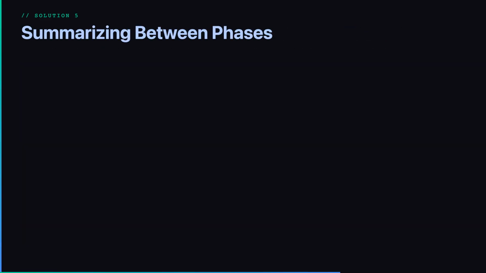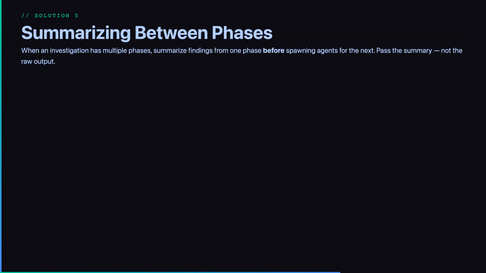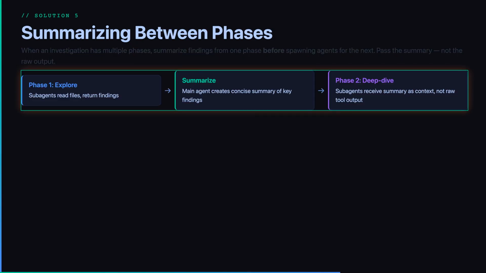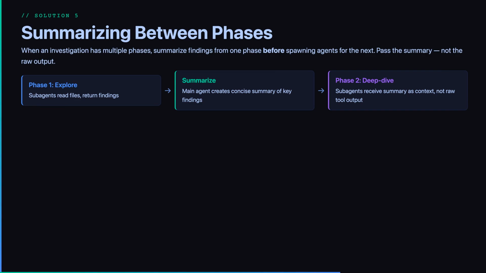The fifth technique is summarizing between phases. When an investigation has multiple phases, summarize findings from one phase before spawning agents for the next. Here's the flow. Phase 1. Subagents explore the codebase and return findings. The main agent creates a concise summary of key findings.